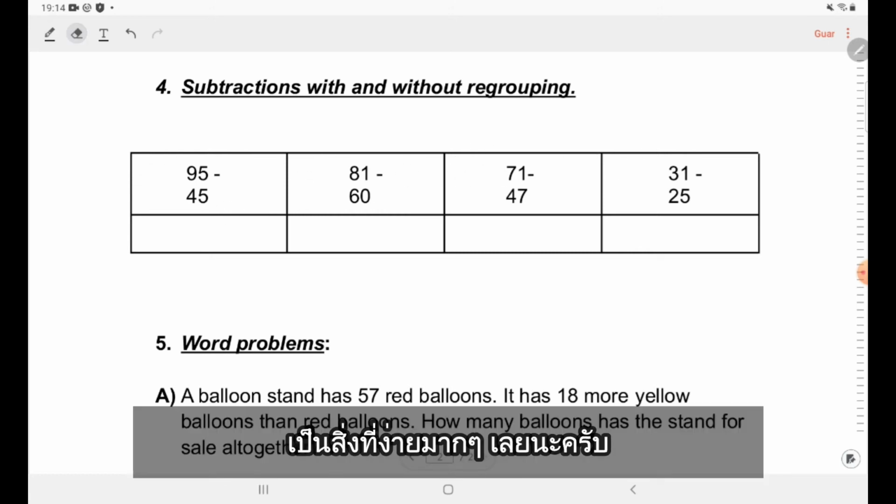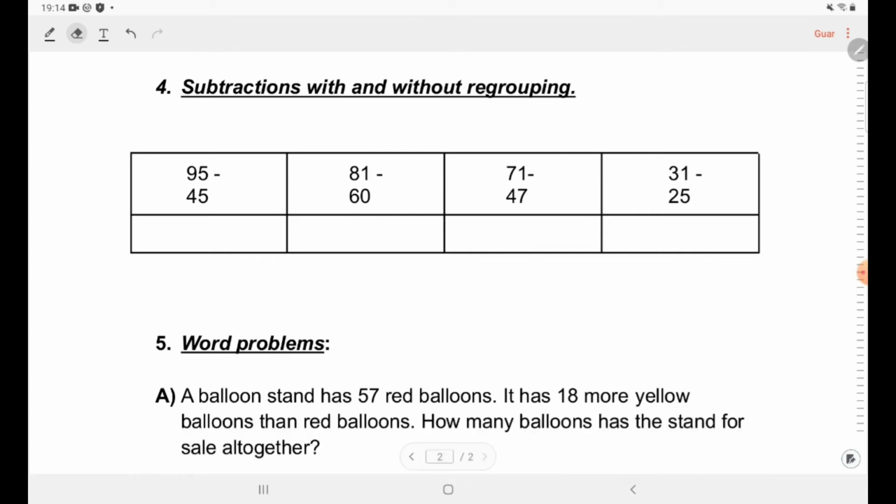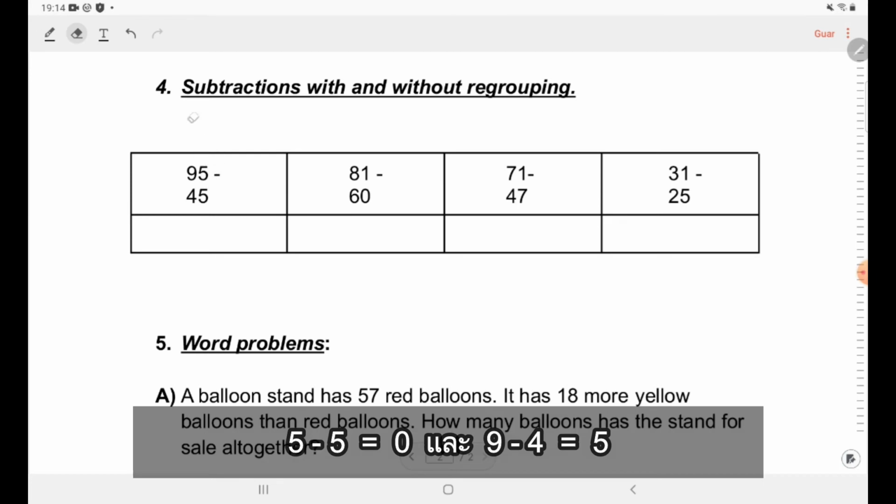I think this is really easy. So how to do it? Just solve it. For example, in this place, 5 minus 5, how much? 5 minus 5 equals 0. So 0. 9 minus 4, how much? So you write it here, and you've got the answer.